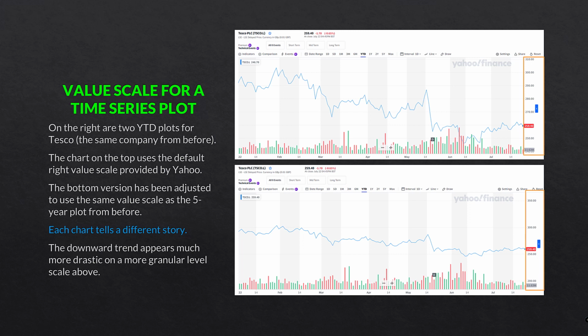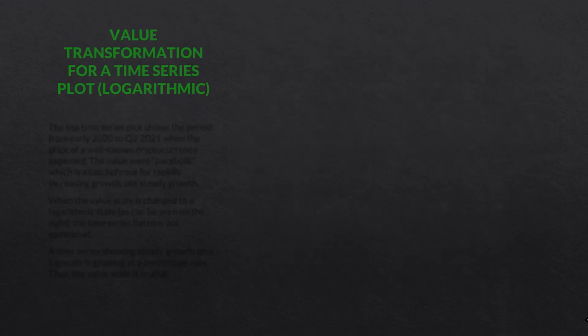So by changing the level or value scale of the chart, you can emphasize or de-emphasize certain trends. And it's very important to make sure the data is being represented correctly, or at least consistently, across different graphs.